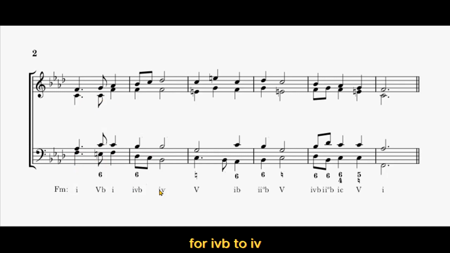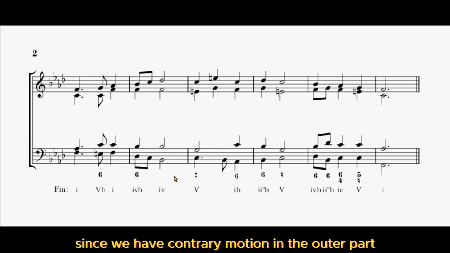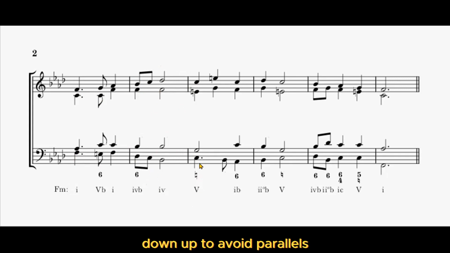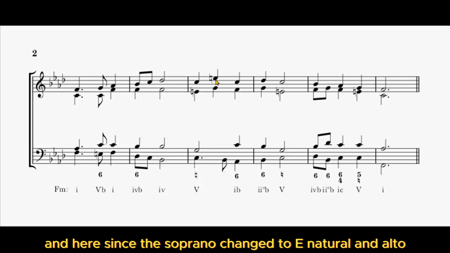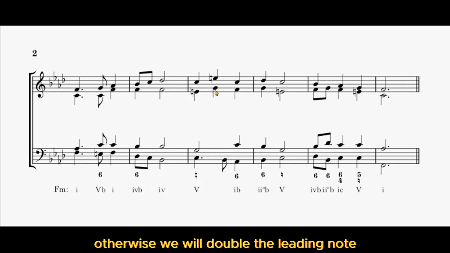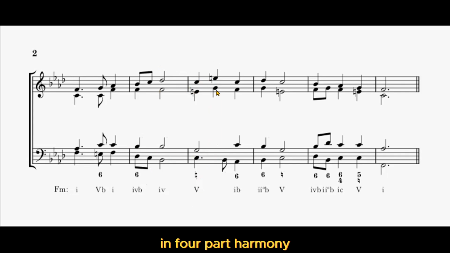For 4B to 4, since we have contrary motion in the outer part, in the inner part we can keep the same note. 4 to 5, just now we mentioned about down, down, down, up to avoid parallels. And here, since the soprano changed to E natural, then the alto E natural has to change. Otherwise, we will double the leading note, which is a no, no, no in 4-part harmony. So swap it to G.